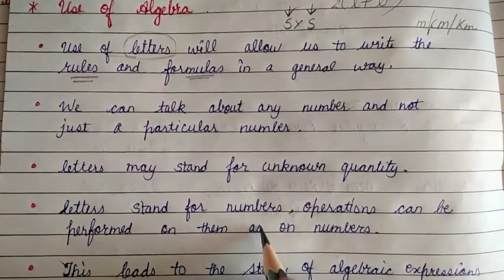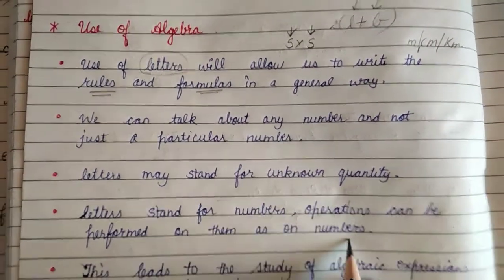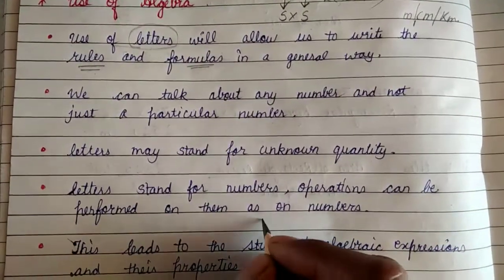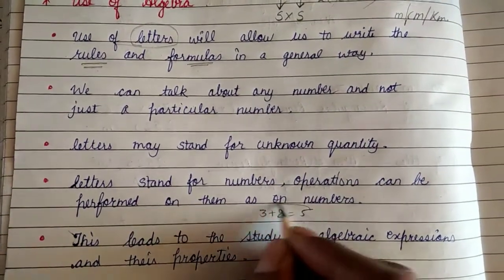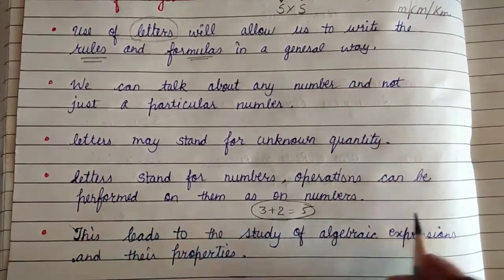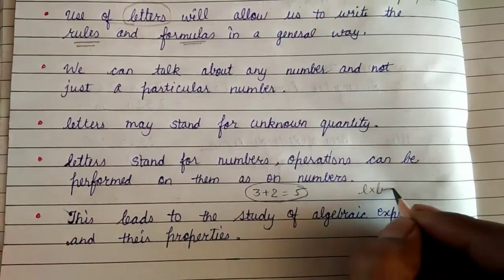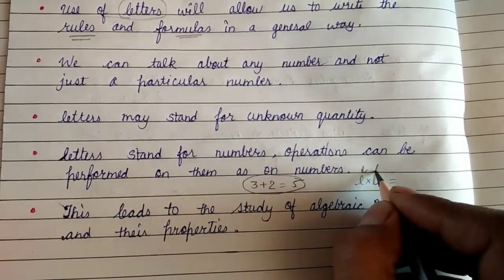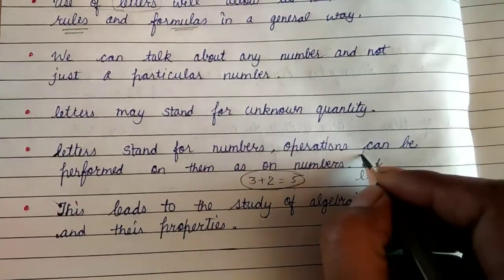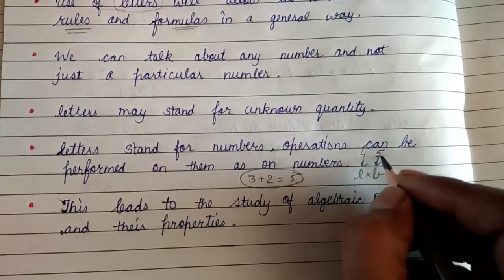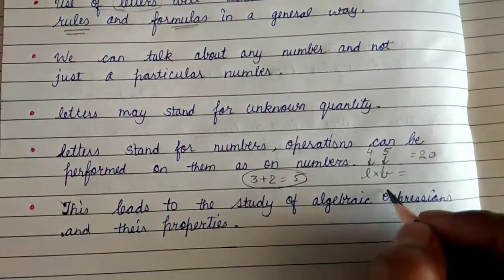Letters stand for numbers. Operations can be performed on them as on numbers. Like we can say 3 plus 2 is 5. This is the form of mathematics. But when we are using letters, if we use length into breadth, then any length value will be multiplied by any breadth value. If we put length as 4 and breadth as 5, then 4 into 5 is 20. Here we can put length and breadth values according to convenience.